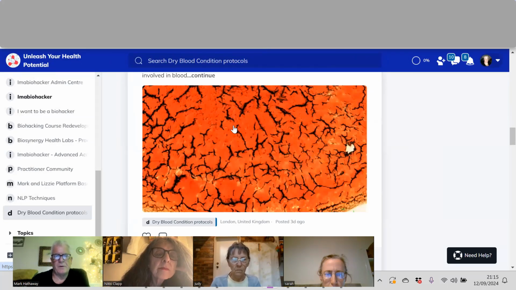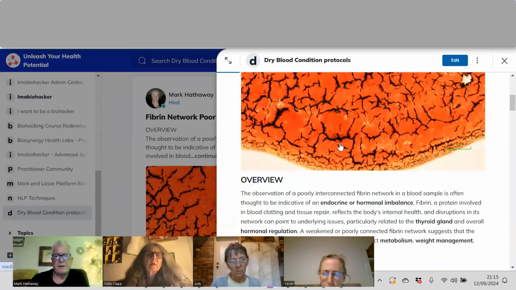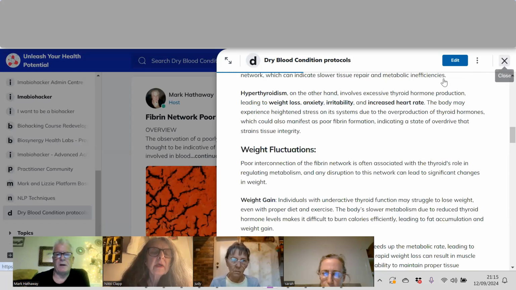This is fibrin. See, there's no fibrin. There's too much red, so this is poor protein. Once again, I'll go into the overview, key associations with it, what's connected, and so on.